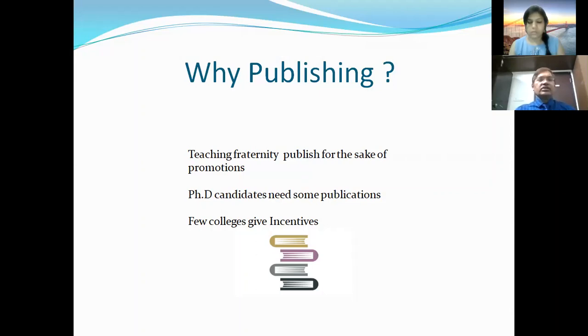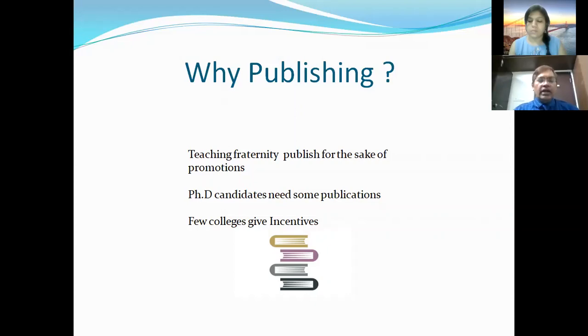So now it is a new rule: they must publish a minimum of 2 publications. Only then will they be awarded doctorates. This is a rule implemented by UGC. It started, I think, from 2014, what I believe.